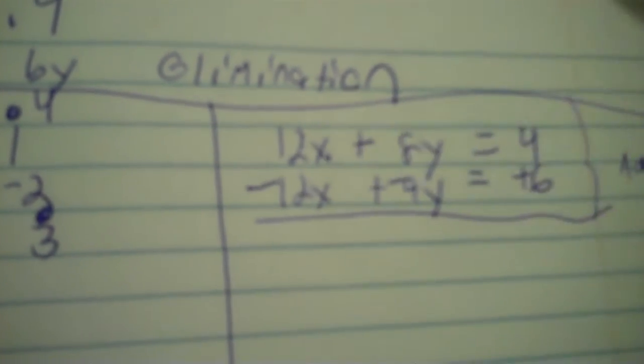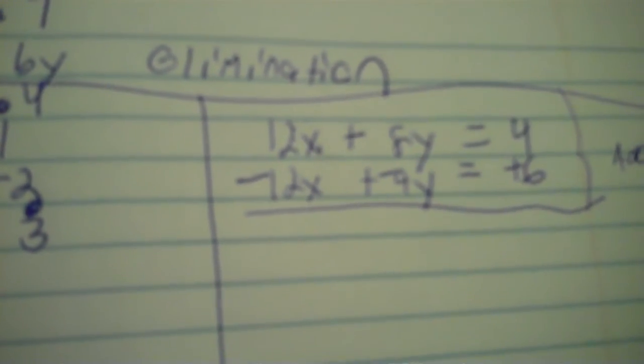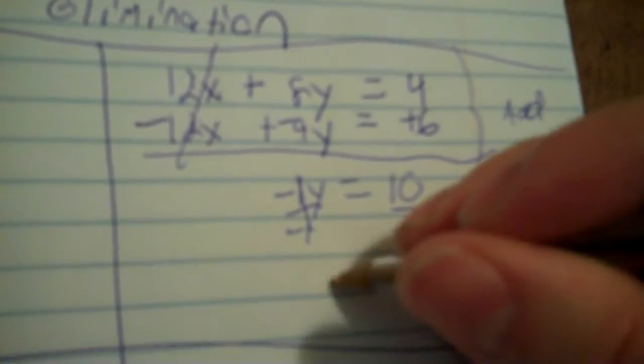Now when I add the equations together, the x's go to 0. They've dropped out. So they're gone. 8 plus -9 is -1y, and then 4 plus 6 is 10. And then all I need to do is divide by -1, and y equals -10.